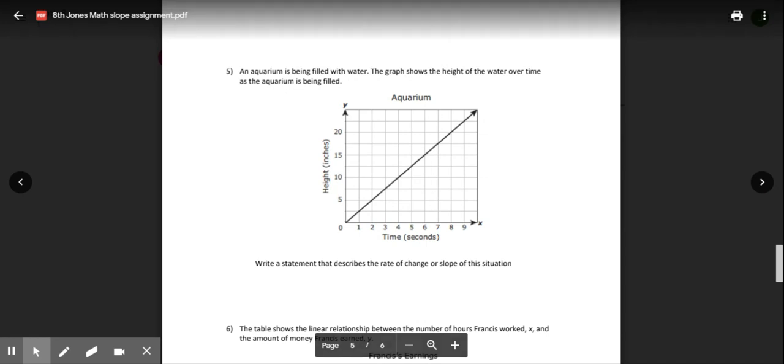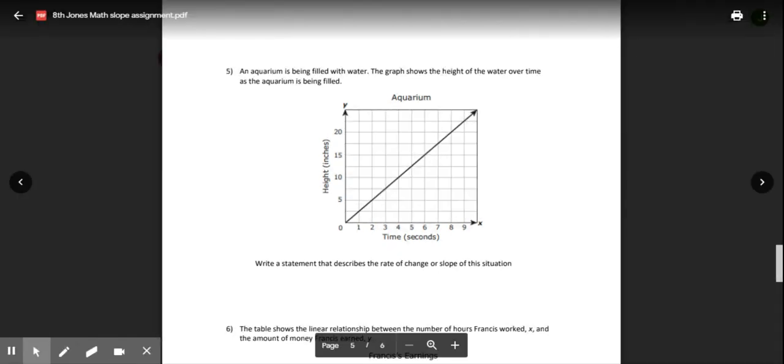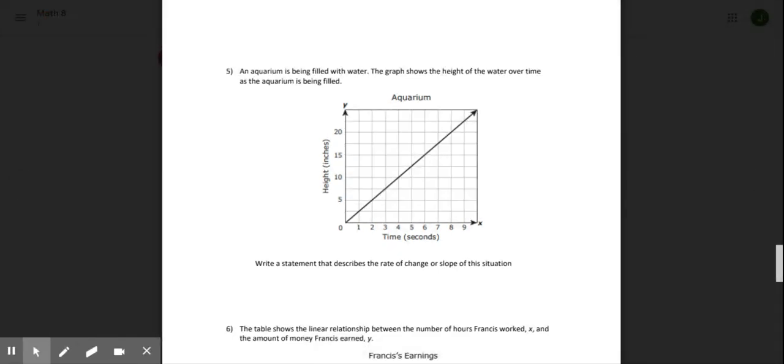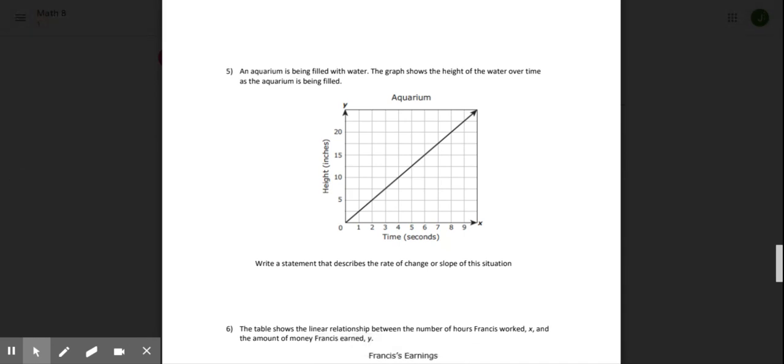So now we look at this one. Taking the same thing, an aquarium is being filled with water. The graph shows the height of the water over time as the aquarium is being filled. So how much water is in there after so many seconds? So after 1 second, there's this much water. And this is 5 up here, and this is halfway. So every 2 seconds, it's going to be 5. So it's 5 inches every 2 seconds.